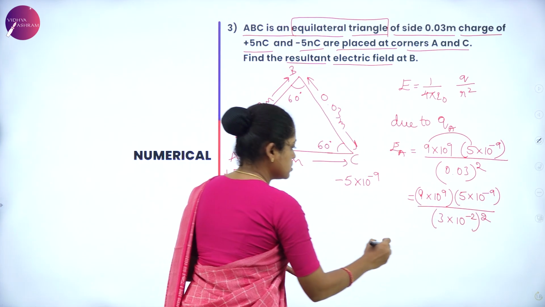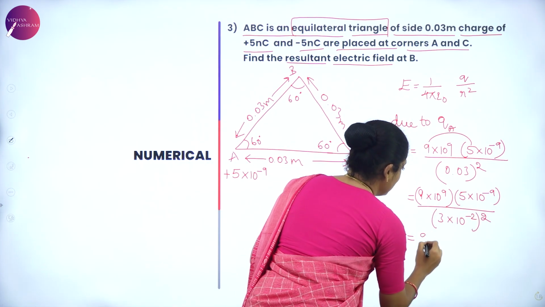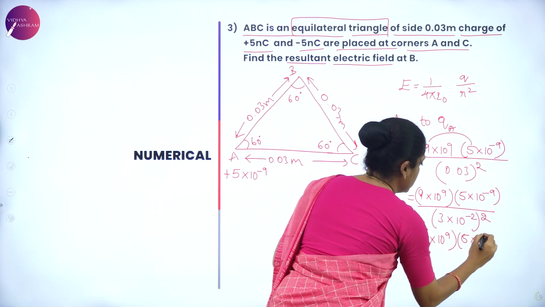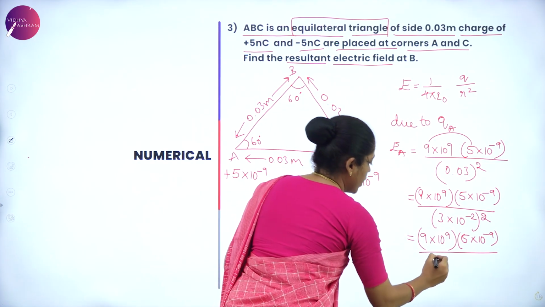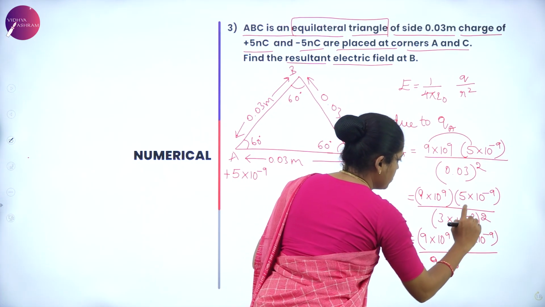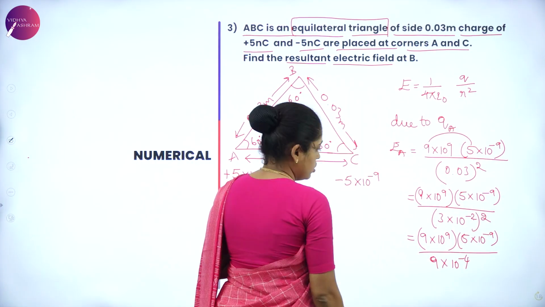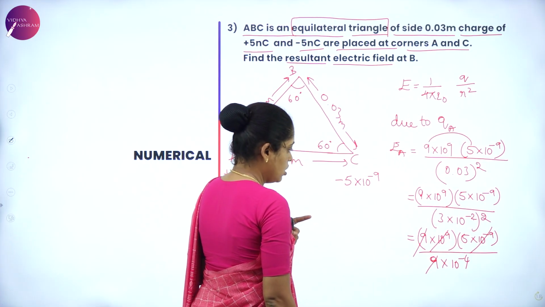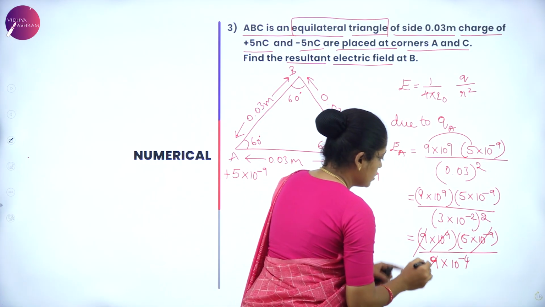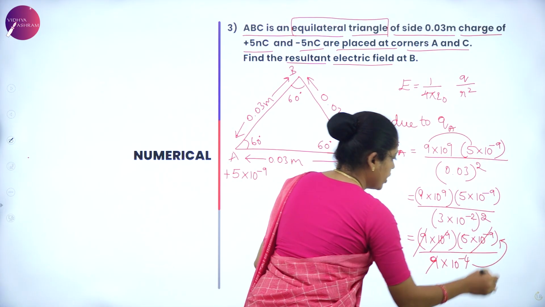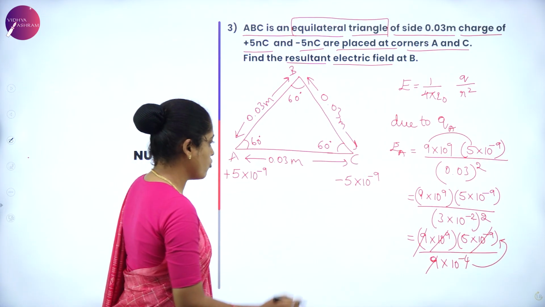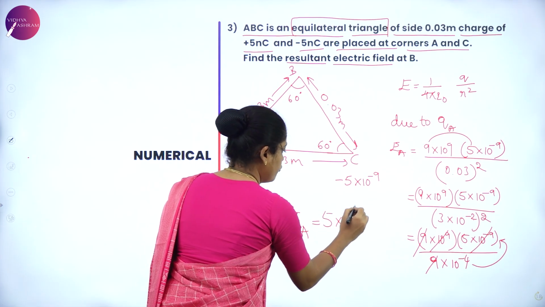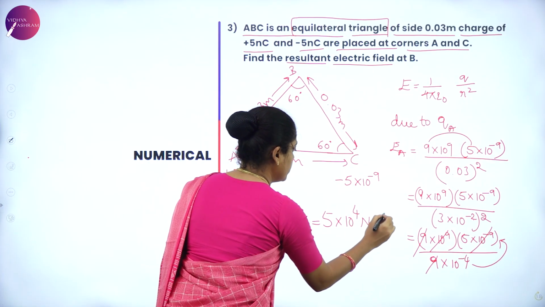Now, square this. In the next step, 9 into 10 power 9, 5 into 10 power minus 9, divided by 3 square, which is 9 into 10 power minus 2 into 2, minus 4. So the 9s get cancelled, and 10 power 9 minus 9 get cancelled. What we have is 5. Take this 10 power minus 4 to the numerator, then its sign changes. So the final answer is 5 into 10 power 4, and the unit of electric field is Newton per coulomb.